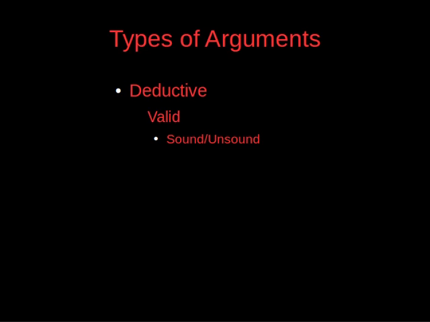Going from valid arguments, you have a division between sound and unsound arguments. And sound arguments are arguments such that they are both valid, deductive, valid, and their premises really are true. An unsound argument is, well, valid, deductive, and its premises just happen not to be true. Now again, as I said, that doesn't mean the conclusion is false.